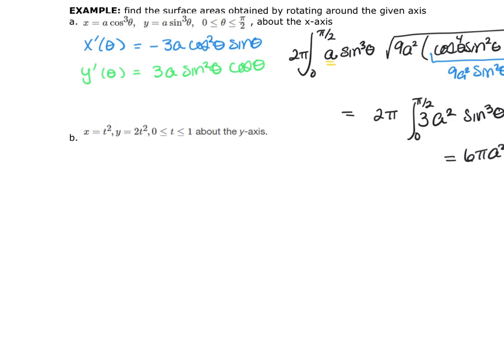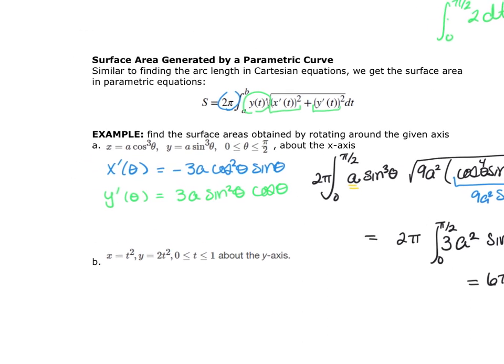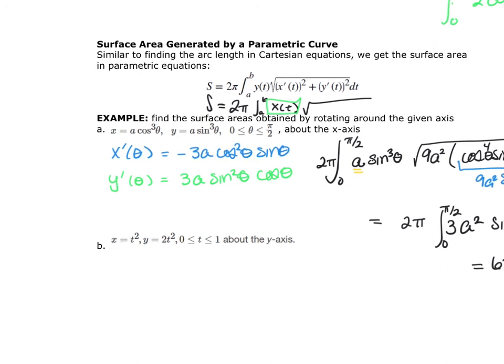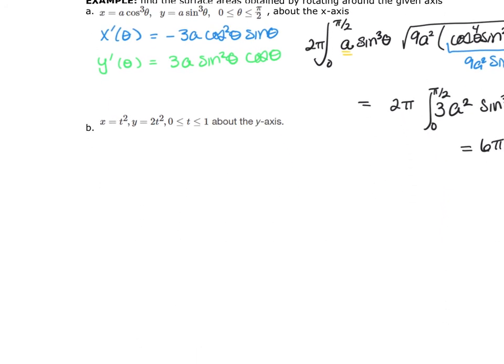And because we're revolving around the y-axis, the thing that changes in my surface area formula is going to be 2 pi from A to B, and now it's going to be x of t here. And then the square root, and everything else is the same. But because I'm going around the y-axis, the parametric equation I use here is x of t, not y of t. Just as a heads up.